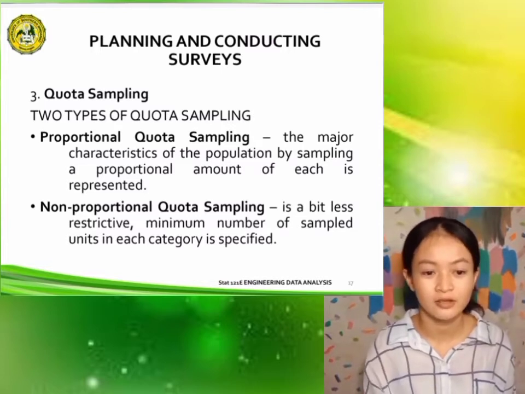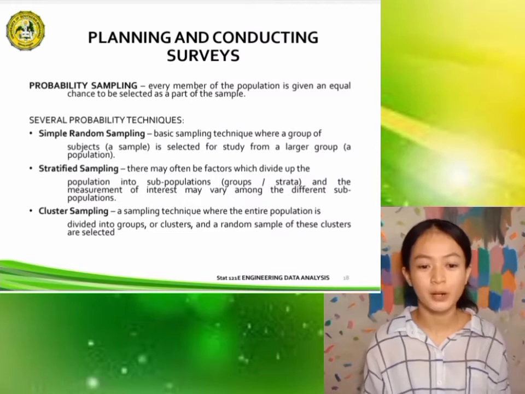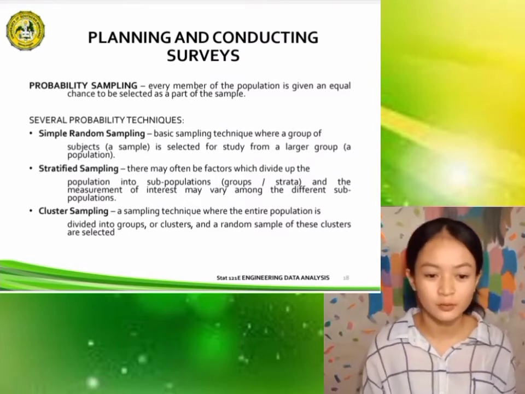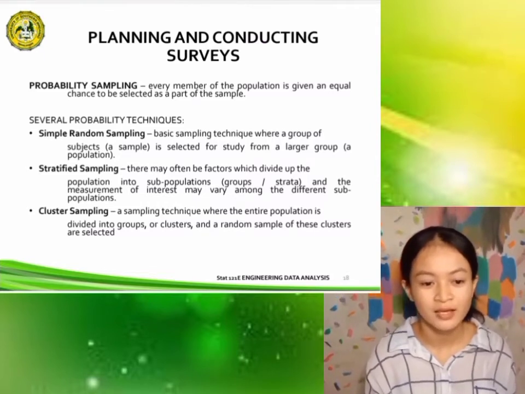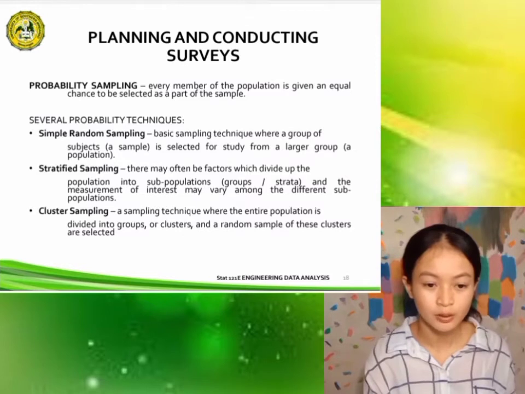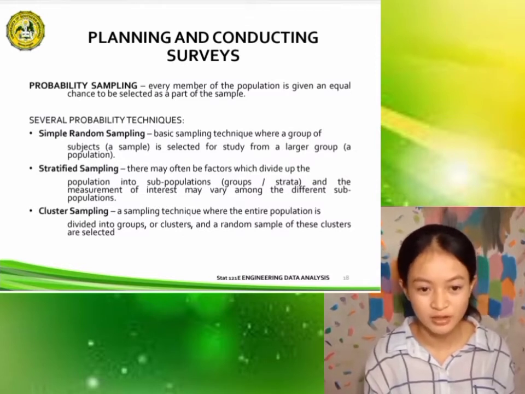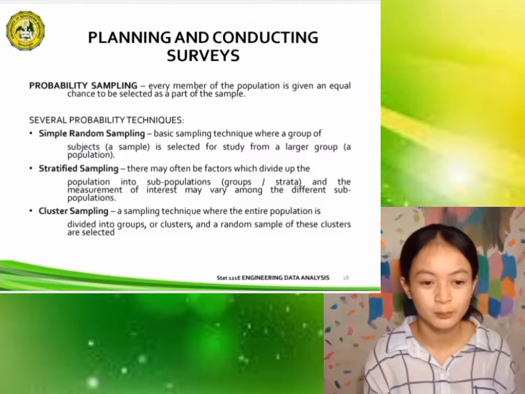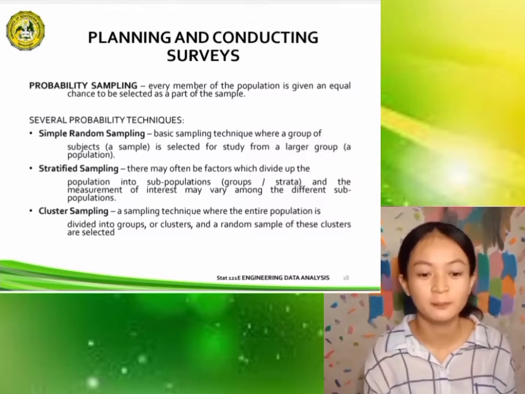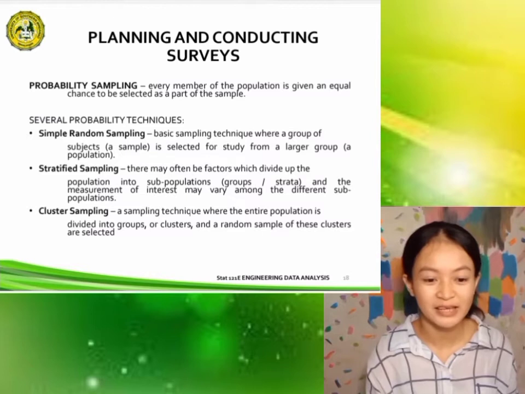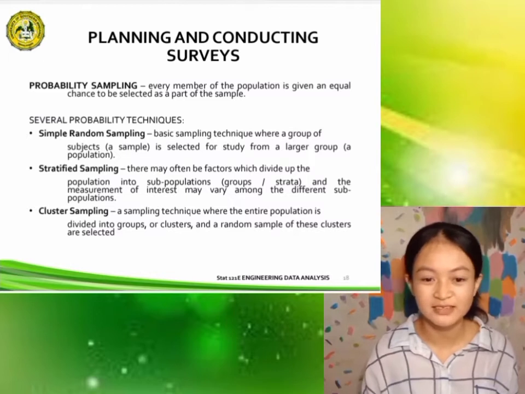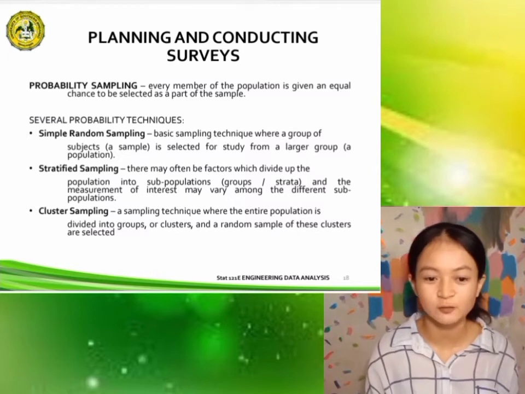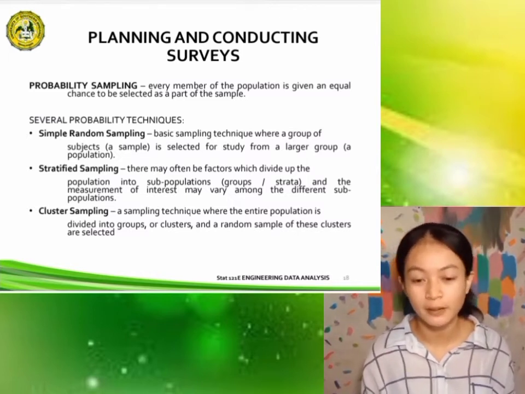So next is the probability sampling. In probability sampling, every member of the population is given an equal chance to be selected as part of the sample. So we're going to talk about three techniques of probability sampling, which are simple random sampling, stratified sampling, and cluster sampling. So what is simple random sampling? It is a basic sampling technique where a group of subjects or a sample is selected for study from a larger group or a population.